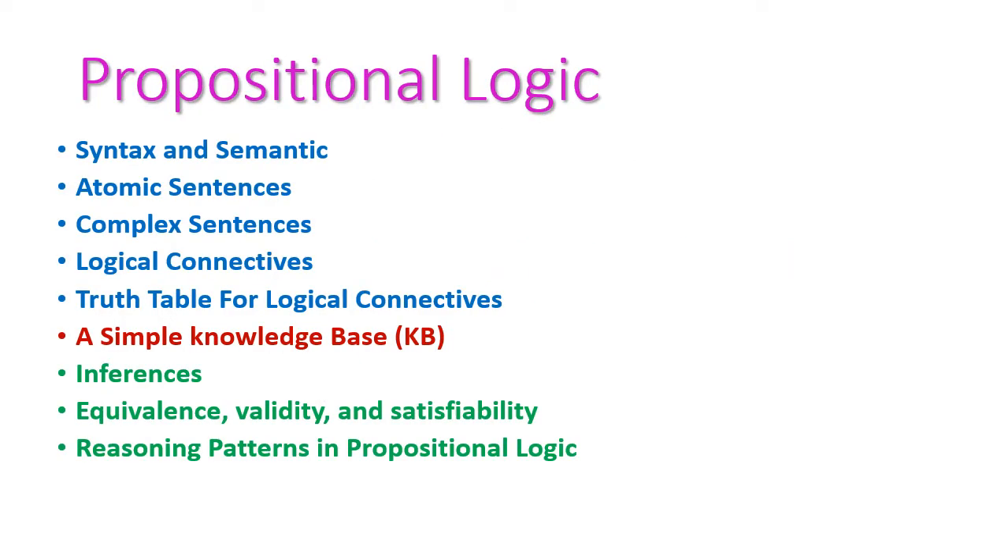In the last video we have seen the syntax and semantics of propositional logic, atomic and complex sentences of propositional logic, and after that we have seen the logical connectives, that is the 5 logical connectives which will help to create complex sentences. After that we have seen the truth table for those logical connectives.